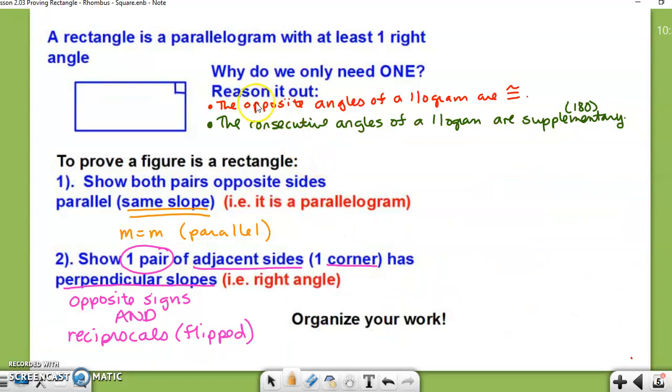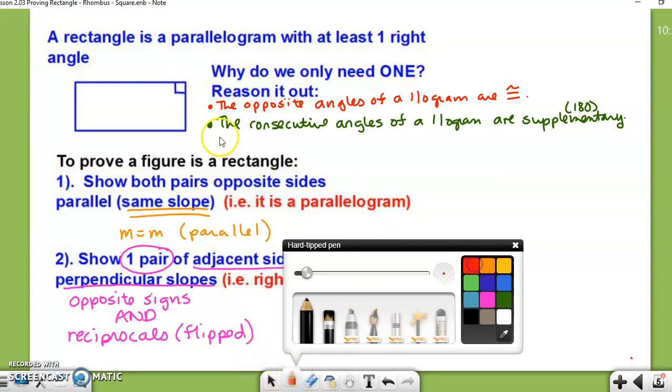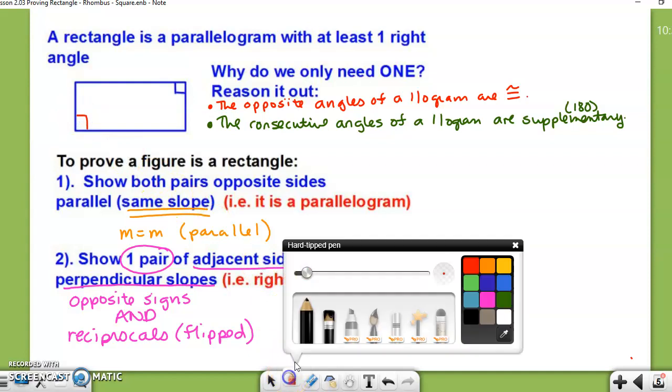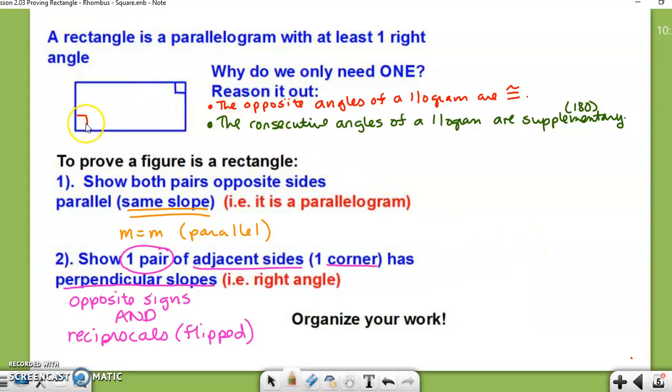Okay, let's look at this rectangle. We can say that the rectangle is a parallelogram with at least one right angle. And we only need one right angle because we can reason it out using our definition of parallelogram. We know that the opposite sides of a parallelogram are congruent. So if this one's a right angle, its opposite angle is also going to be a right angle. And we know that the consecutive angles of a parallelogram are supplementary, meaning in a row. So if I go 90 degrees here, I need another 90 degrees here to be supplementary. I could go 90 degrees here plus 90 degrees here. This is another set of consecutive. Well, and then I end up also with my opposite angles being congruent.